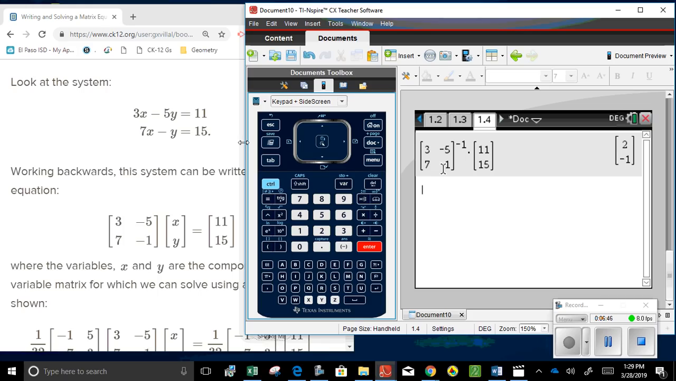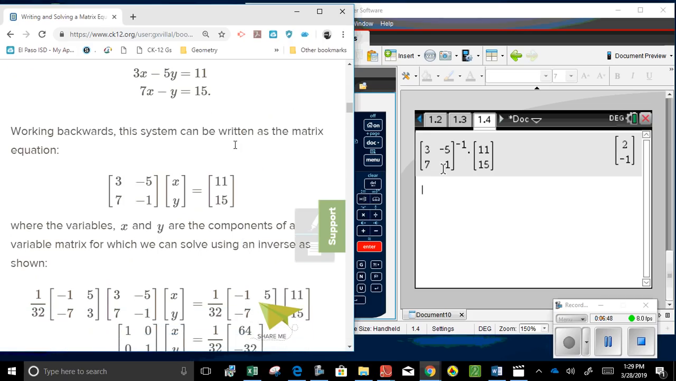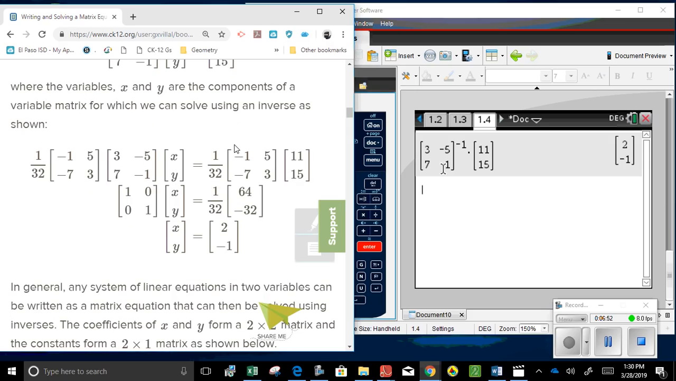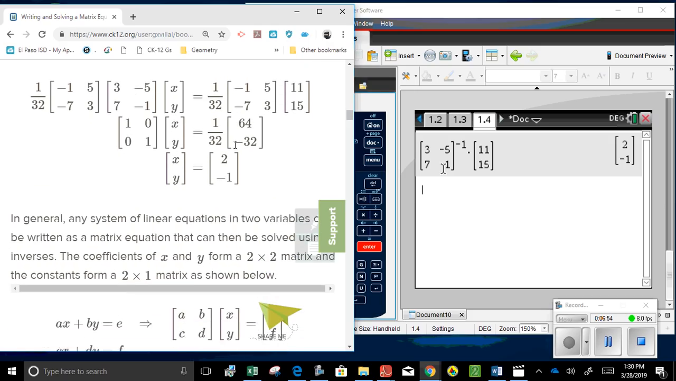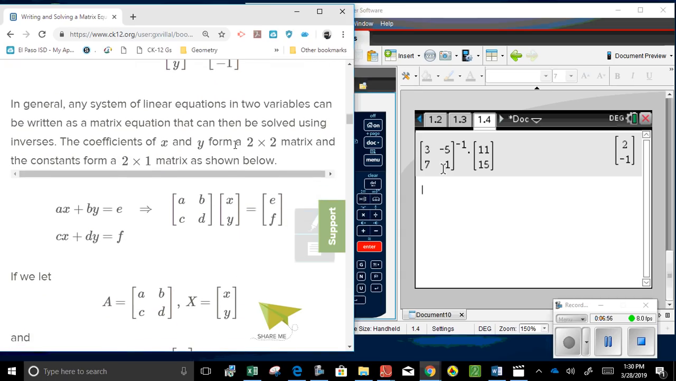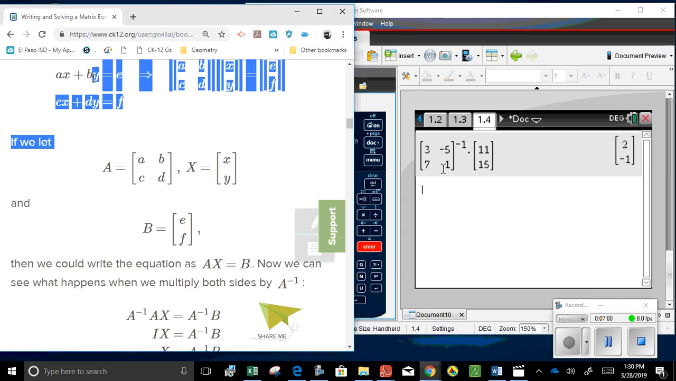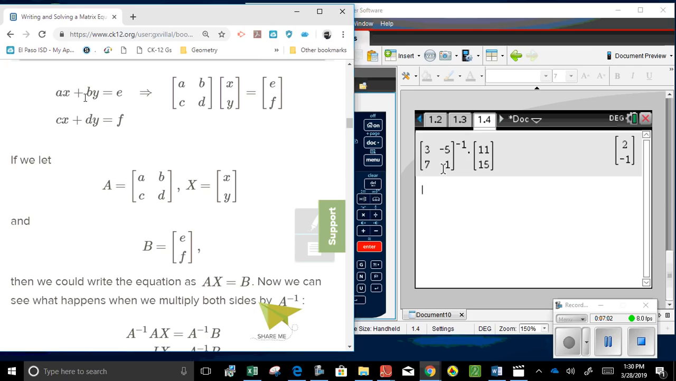Does that agree with this? Let's look. Here is how you do it by hand. I will show you how to do that later. This week we're just learning how to ask the computer to do it. And here is in general what we're doing. You see A, B, C, D? That's the first matrix. We call it the coefficient matrix. You see the E and the F? That's the constants matrix.